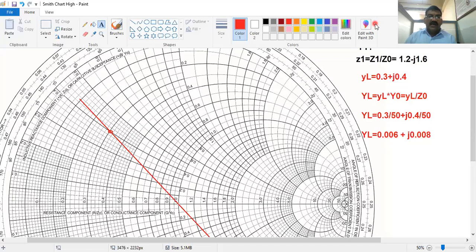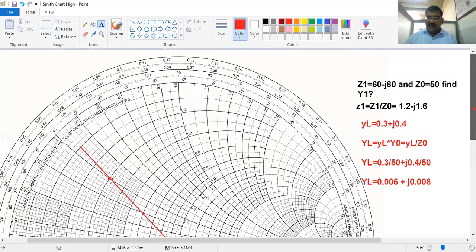How to verify that the YL we have found is right? You can verify by the mathematical equations also. You take the inverse, the mathematical part. If you take the inverse of Z1, you will get this value. Simply take the inverse of this, and you will get the value. Then denormalization, don't forget that you have to do the denormalization.